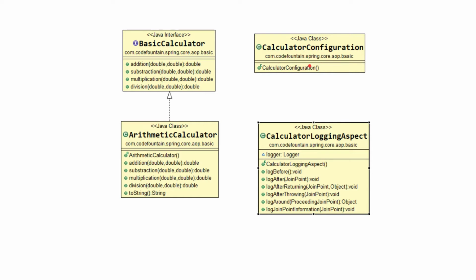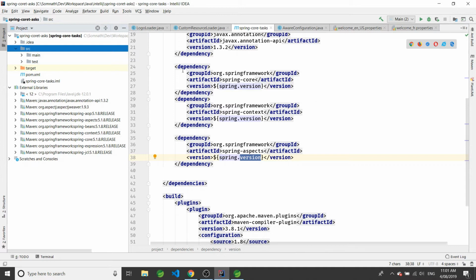This configuration class will be through which we'll be enabling our AspectJ support. And then lastly, we'll be creating our aspect class. So this is what we're going to write as our first aspect. So let's head over to IntelliJ IDEA and try to implement this.